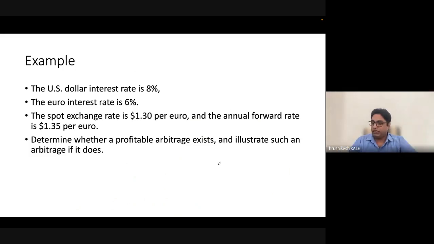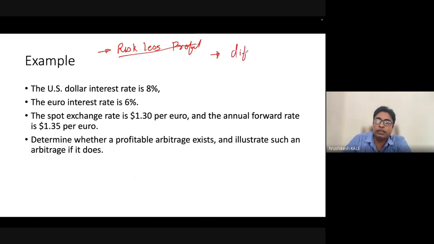Yeah, this is of the highest difficulty level, which it can go for level 1. So this is for arbitrage. Now let us understand what arbitrage is. Arbitrage is riskless profit generated when there is a difference in pricing of the same commodity at two different places or at two different times.